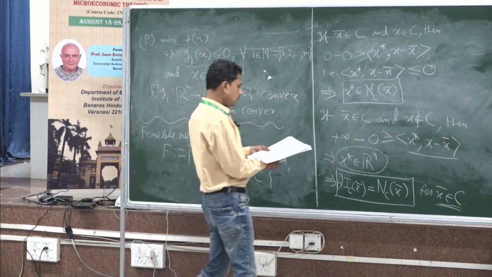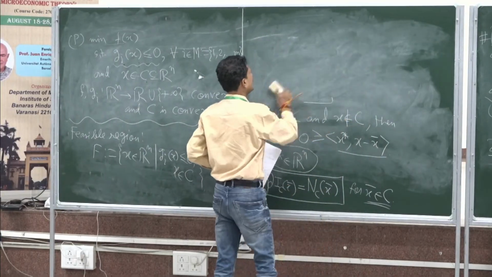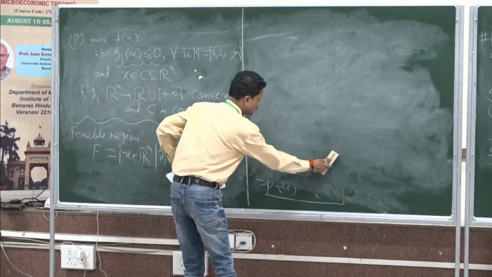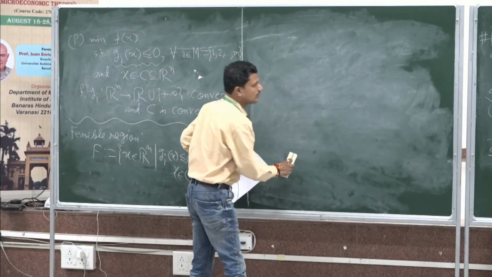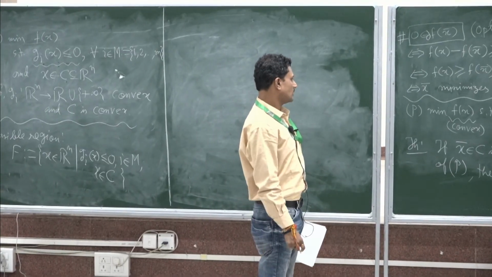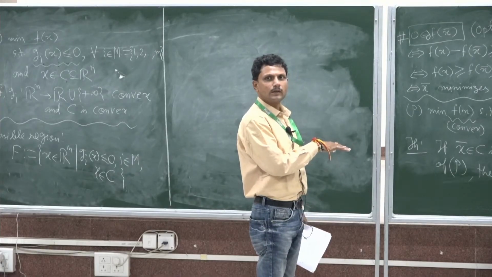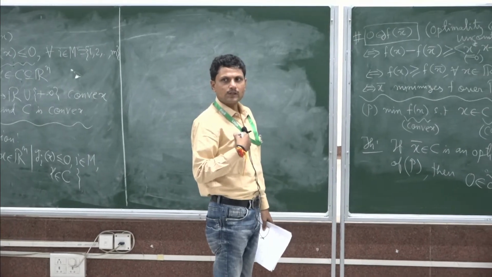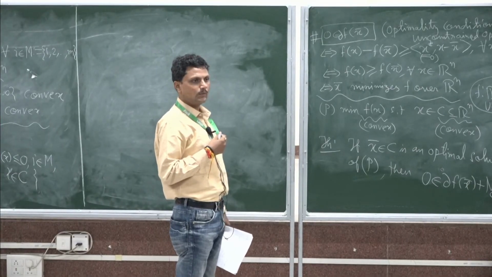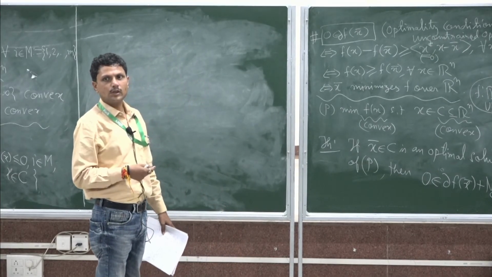And then we talk about active indices. Yes? This one? It should be if and only if, because this is a convex optimization problem, right? But if you remove the convexity, it may not be true. So if you have convexity, you can prove the converse also.